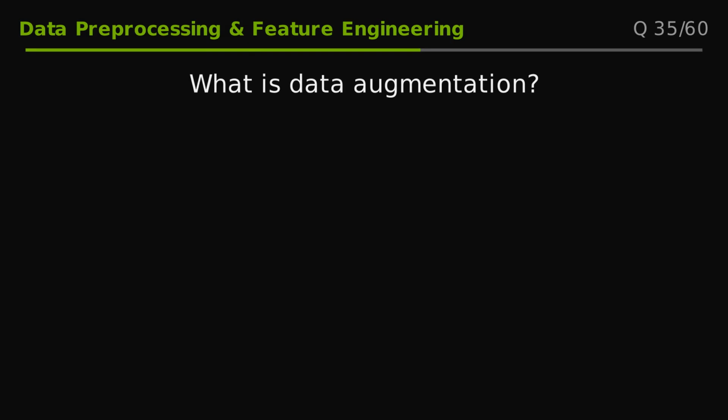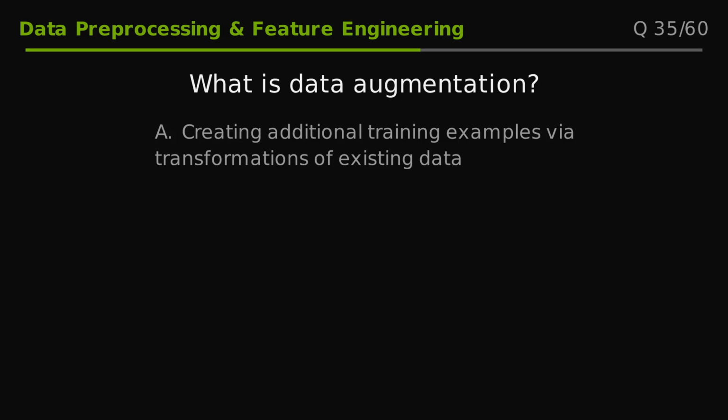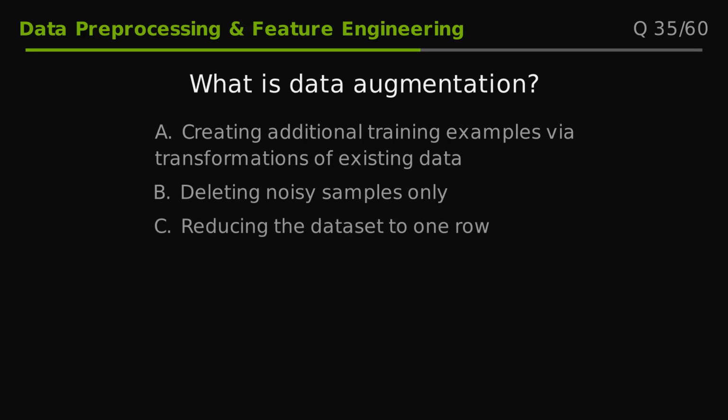Question 35. What is data augmentation? Option A. Creating additional training examples via transformations of existing data. Option B. Deleting noisy samples only. Option C. Reducing the dataset to one row. Option D. Encrypting the dataset.